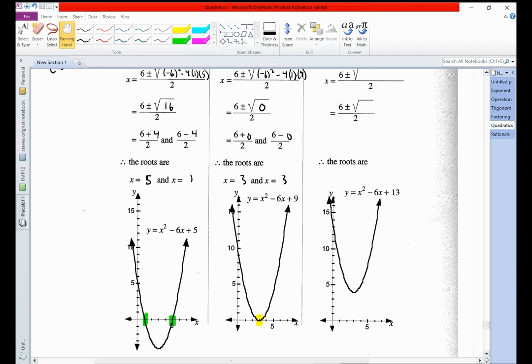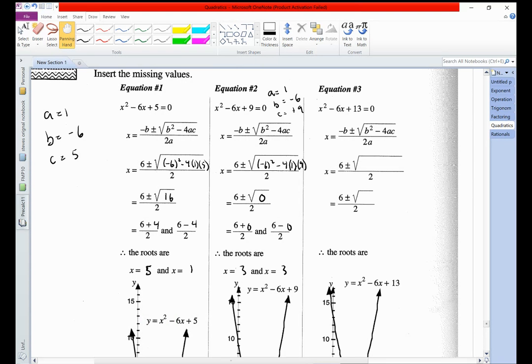And the last one we're going to look at is x squared minus 6x plus 13. So your a value is 1, your b value is negative 6. In this case, we're changing the c value to be positive 13. So it's going to be negative 6 squared minus 4 times 1 times 13.